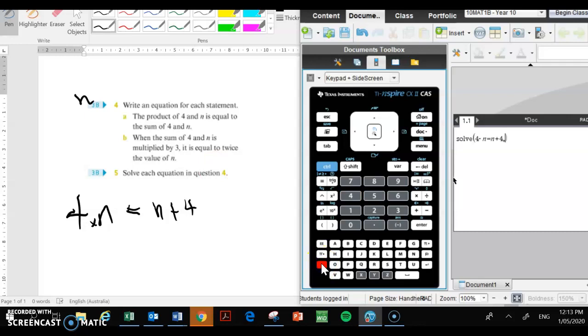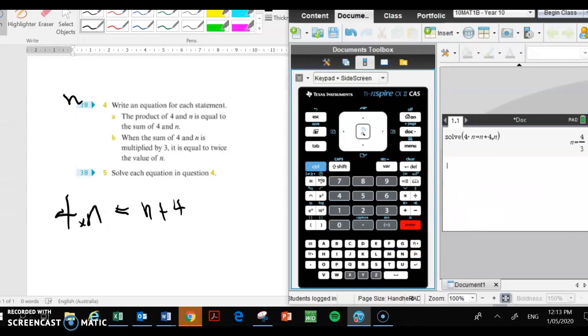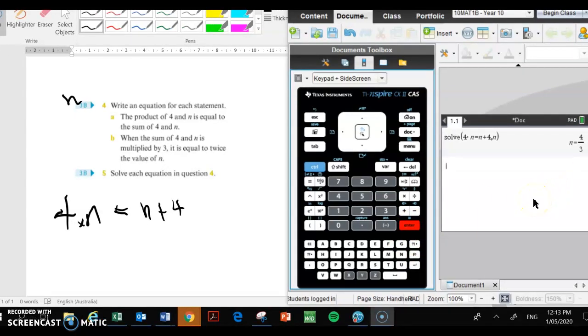What pronumeral are we solving for? Not x, we're solving this time for the letter n, the pronumeral n. And press enter, and just to the side there, we have n equals 4 over 3. I'll do that now manually, so make sure you remember that. It's whichever pronumeral that we use, that's what we have after the comma.